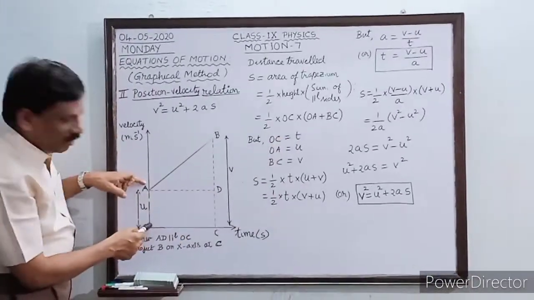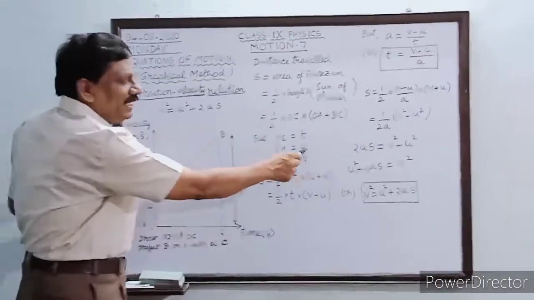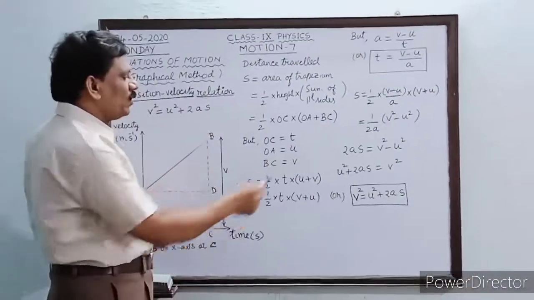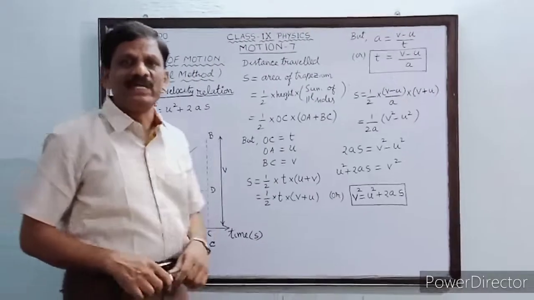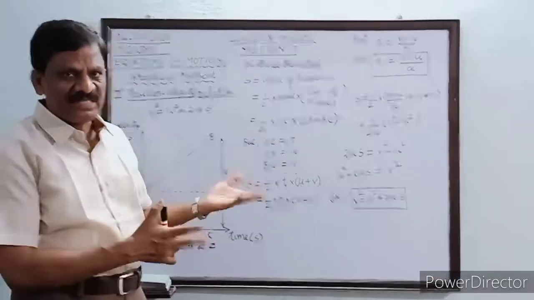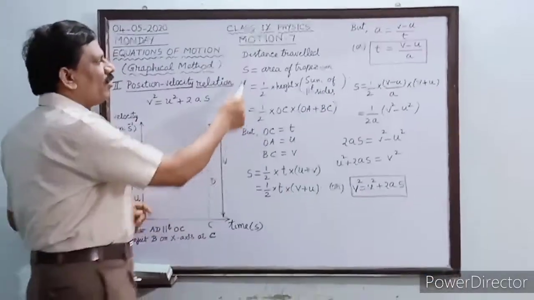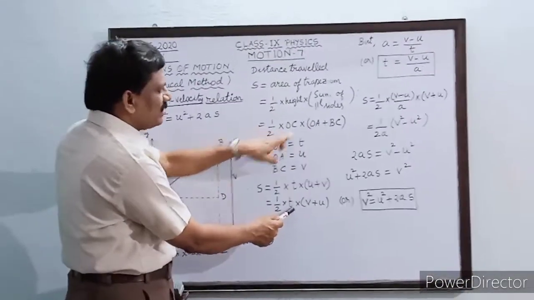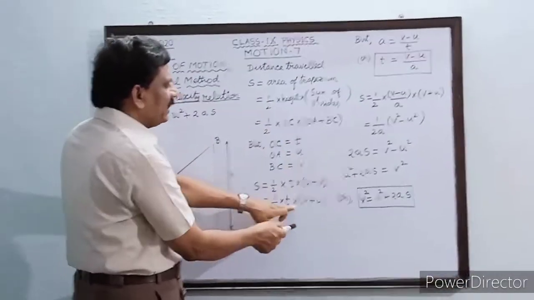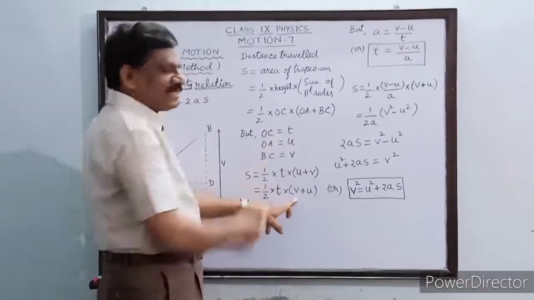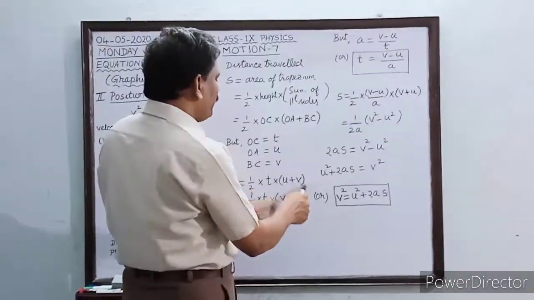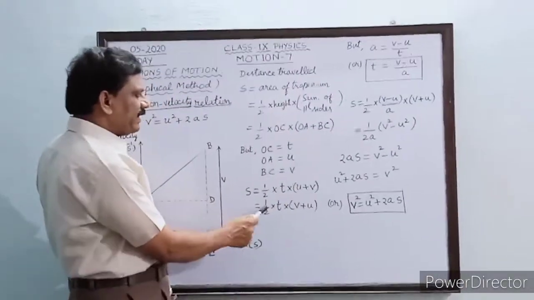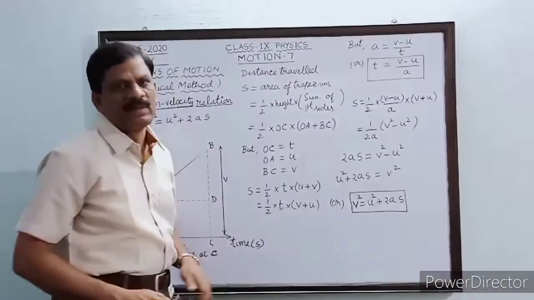And the portion OA is equal to what? The initial velocity u. And the portion BC, its height, is equal to what? The final velocity of the body, equal to v. We are going to substitute in the previous equation. Therefore, now s is equal to what? Half into, instead of OC, substitute t, into, instead of OA plus BC, you substitute what? u plus v. Okay, then it can also be written as v plus u. So s is equal to half into t into (v plus u).